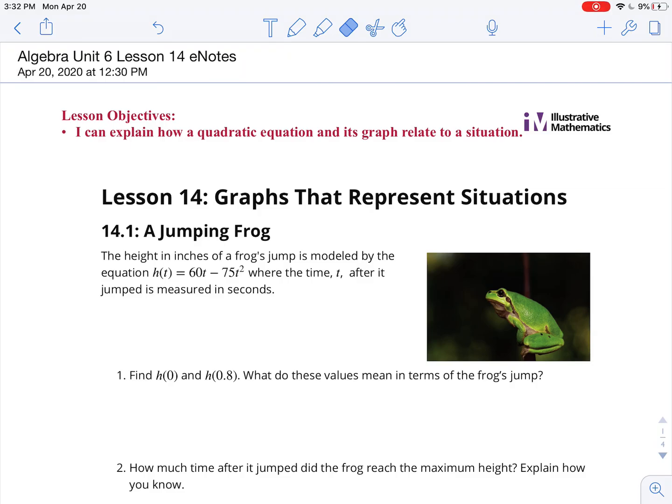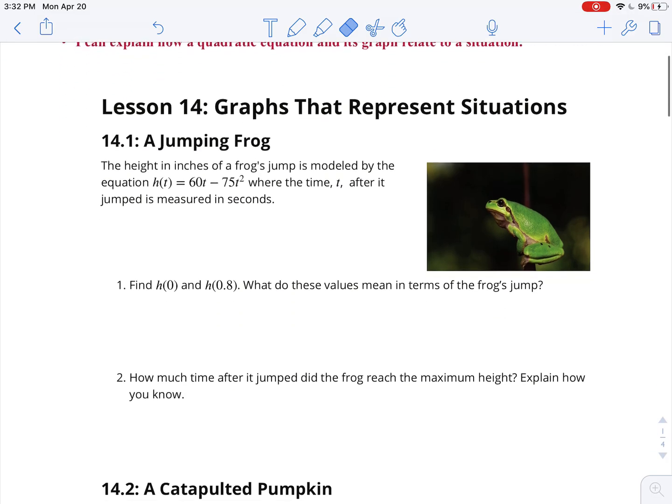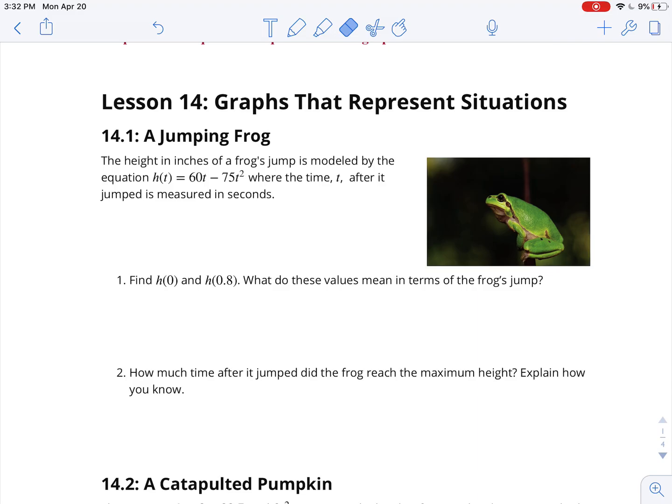Okay, this is lesson 14, graphs that represent situations. Our lesson objective today is to explain how a quadratic equation and its graph relate to a situation. So we'll start with the warm-up, 14.1, a jumping frog.